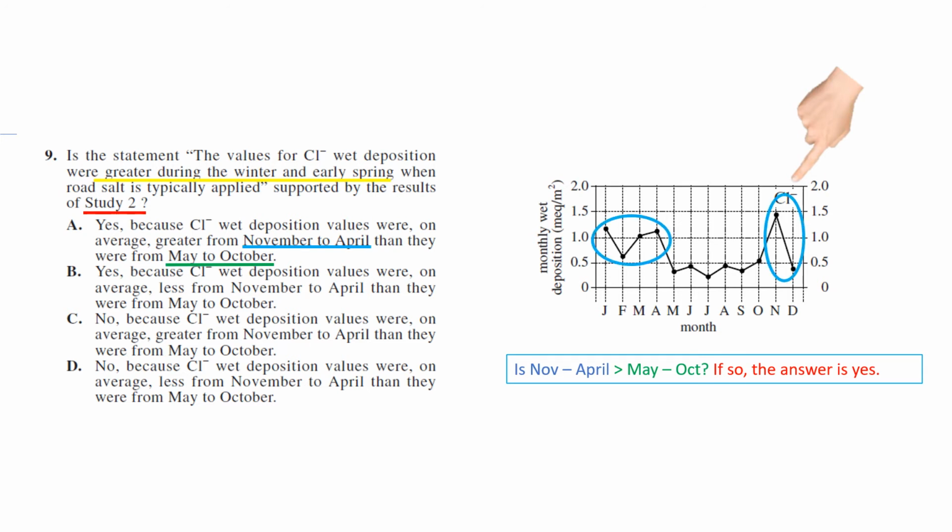So let's look at November to April and May to October. And so it is greater. We can see the numbers are up higher. And so we know we can eliminate C and D. And then why choice A and B? Because it's greater, not less than. So your answer has to be A.